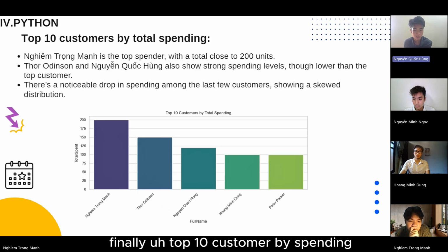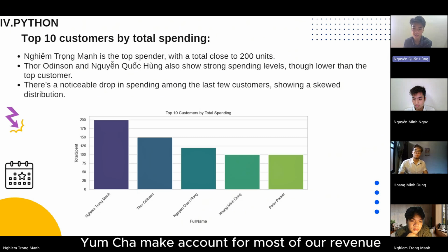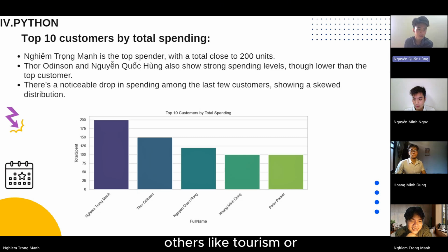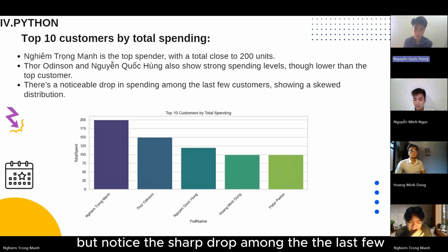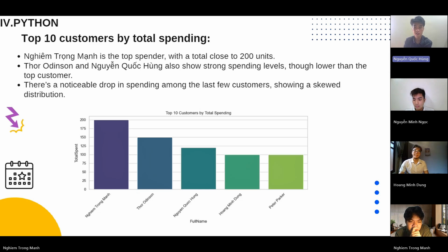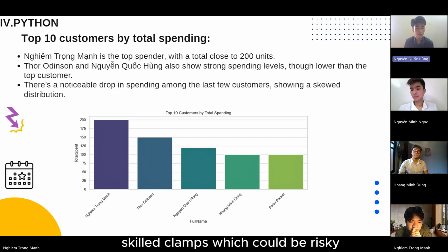Finally, top 10 customers by spending. This chart shows that a few customers like Nghiêm Trọng Mạnh account for most of our revenue. Others like Tourism and Nguyễn Quốc Hùng also contribute significantly. But notice the sharp drop among the last few. This suggests that we are heavily dependent on a few clients, which could be risky.